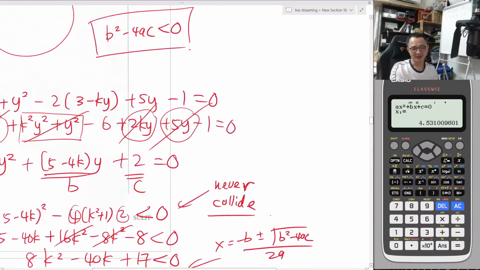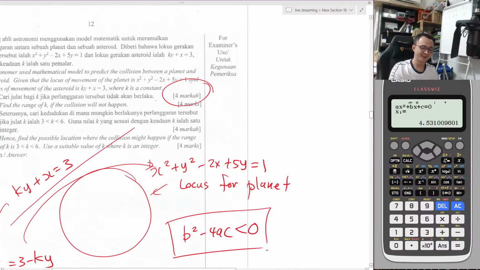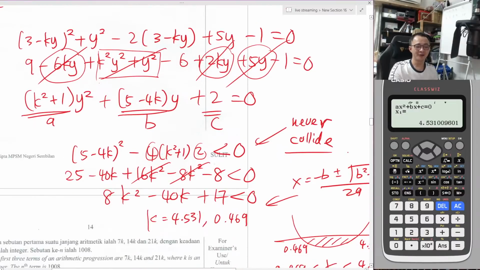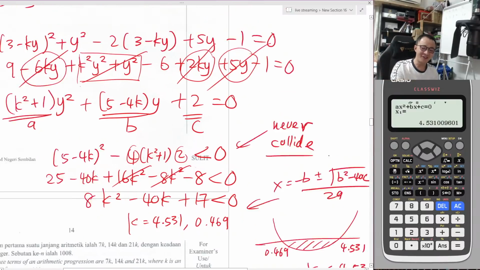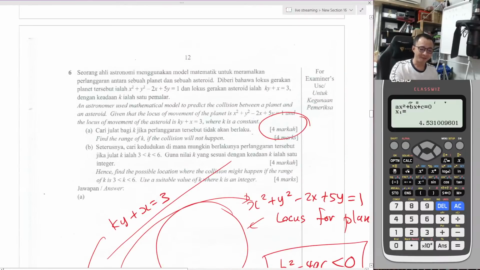Okay, we're done. How many marks? They give us 4 marks. So basically we sub into each other, and then we do b squared minus 4ac less than 0, and then after that we're going to solve the inequality in decimals. Alright, so have fun. Alright, done.